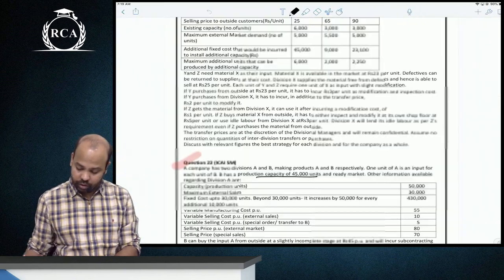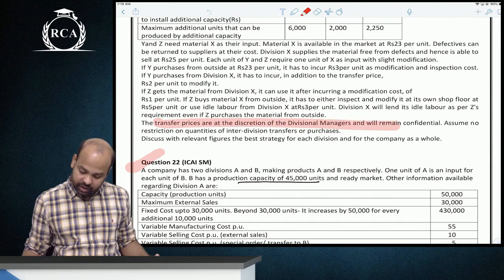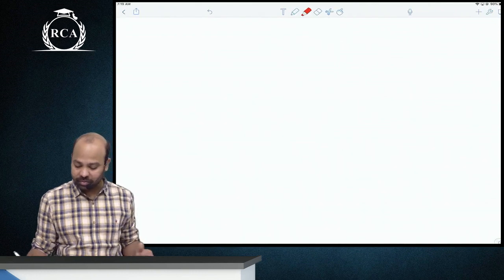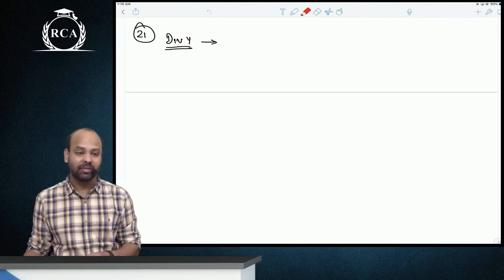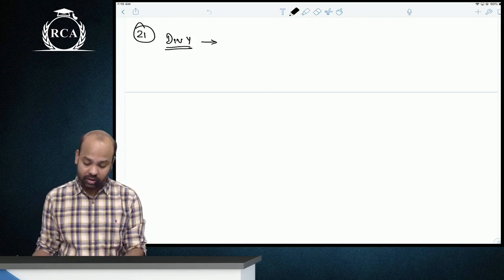Yes guys, one important thing, beta, is to underline this in the question: the transfer prices are at the discretion of divisional managers and will remain confidential. Meaning, guys, you can transfer at different prices to both the divisions. Underline that statement, that it will remain confidential. Last line, guys.